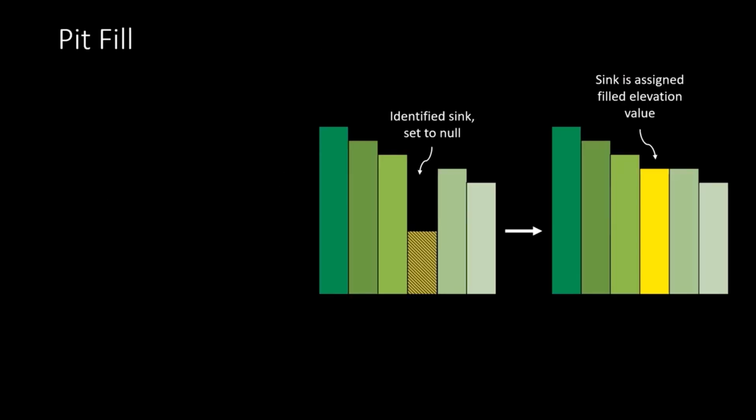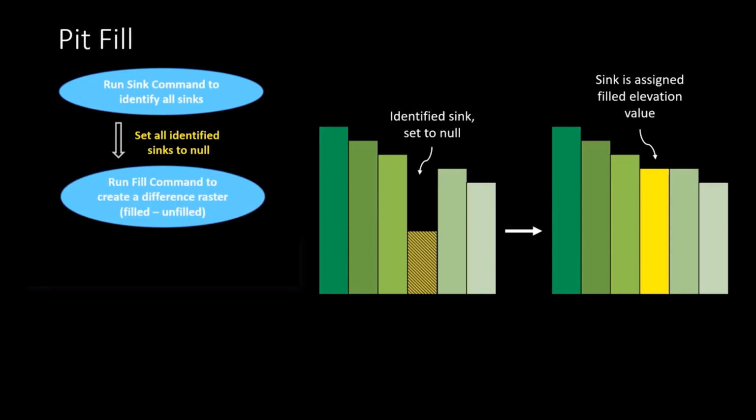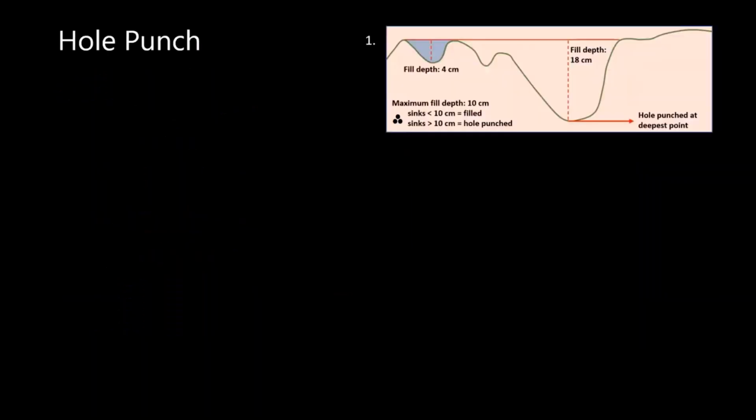First off, pits are going to be filled by identifying one cell sinks, and those are cells that are deeper than all of the surrounding cells but have no flow into them. The sink tool runs to find those one cell sinks and null them. Fill is then run on the original DEM, and the original is subtracted from the filled. Any positive values represent the sinks, and then those cells are assigned the corresponding filled DEM values.